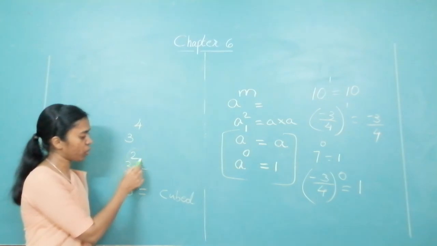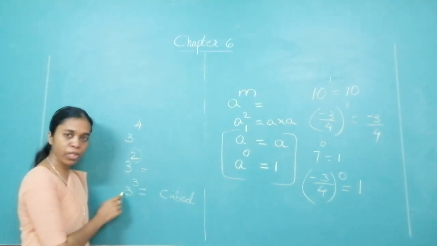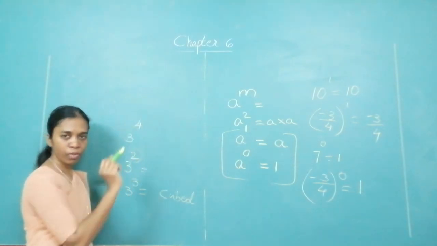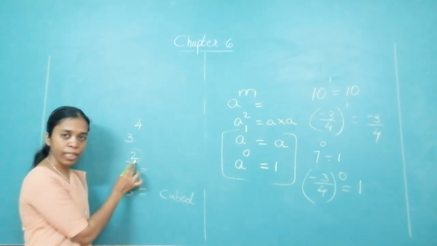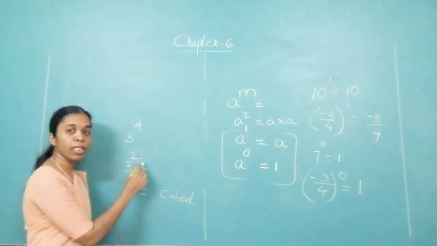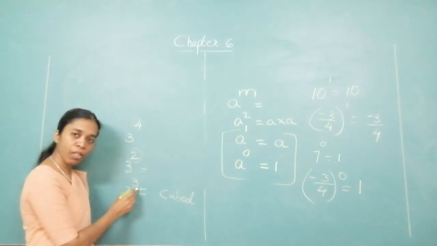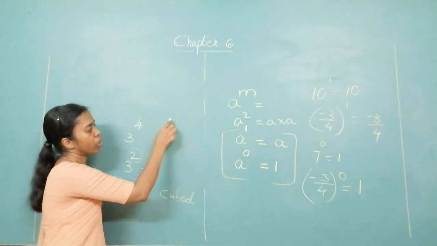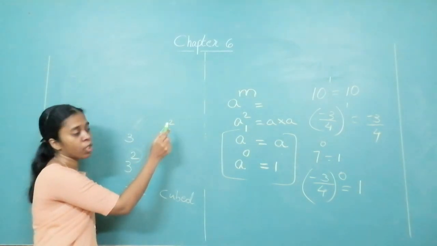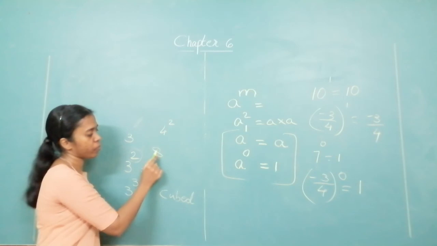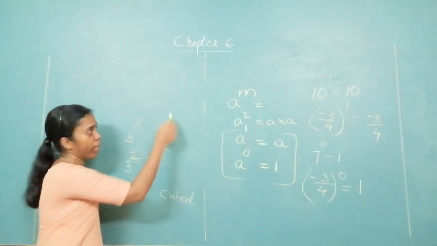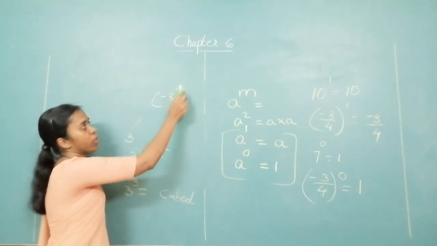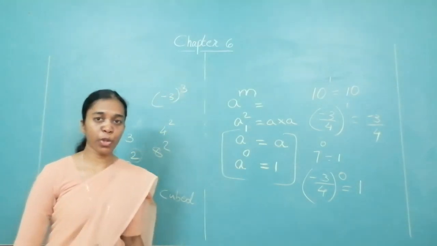So when the index is 2 and 3, they have a special word to call it. Otherwise we say 3 raised to 4, 5 raised to whatever. When the index is 2, we call it 3 squared. And when it is 3, we call it 3 cubed. Suppose I have 4 raised to 2. What do you call it? 4 squared. 8 squared. Minus 3 squared. And if it was 3, minus 3 cubed.